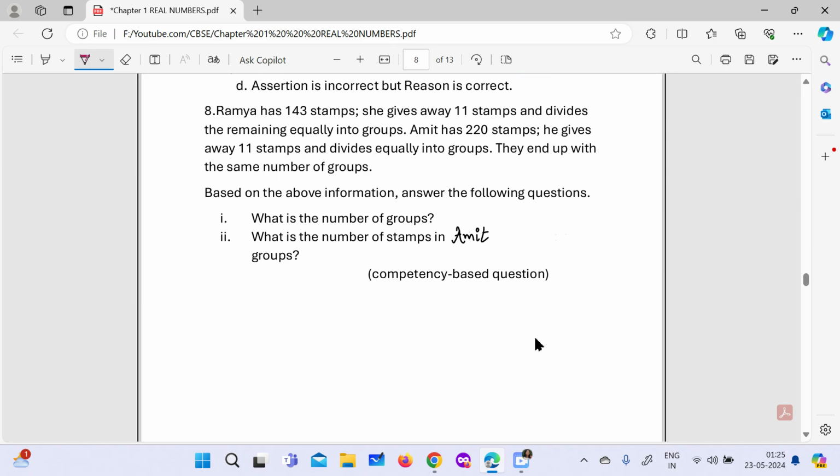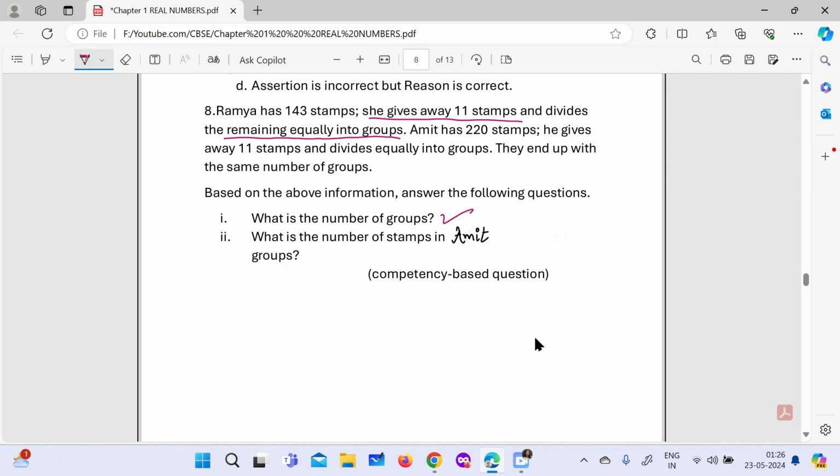So here Ramya has 143 stamps. She gives away 11 stamps and divides the remaining equally into groups. Amit has 220 stamps. He gives away 11 stamps and divides equally into groups. They end up with the same number of groups. Based on the above information, answer the following question. What is the number of groups?